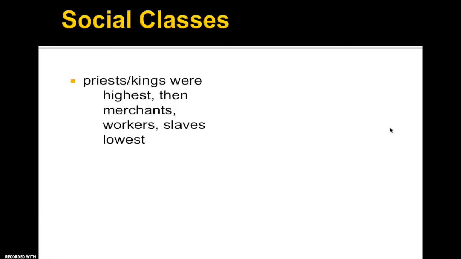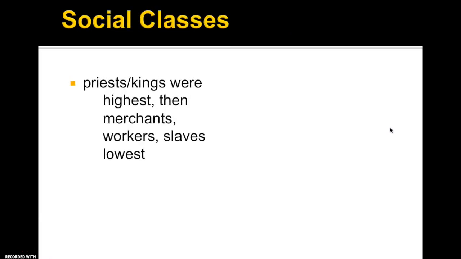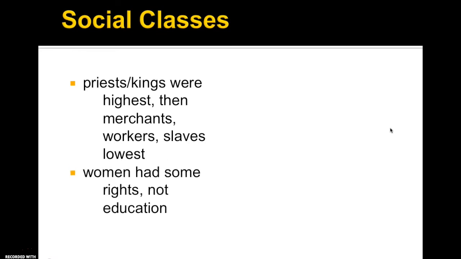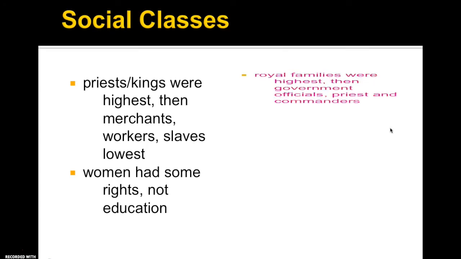Moving on to social classes. So priests or kings were the highest in the society in that hierarchical sense. Then we had the merchants, the workers, and then the slaves were at the bottom. Women had some rights, but not enough to get an education. You see that oppression in this society where if you do not get an education, it's very hard to become prominent and get these higher roles.